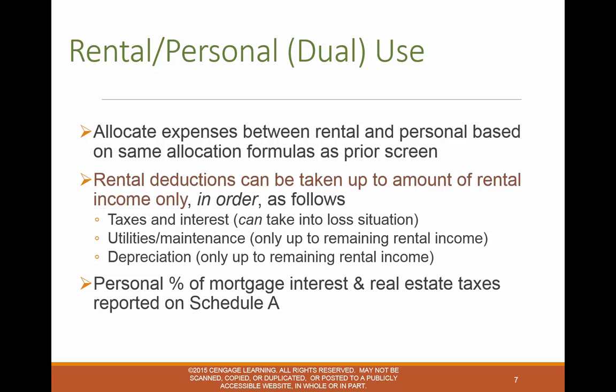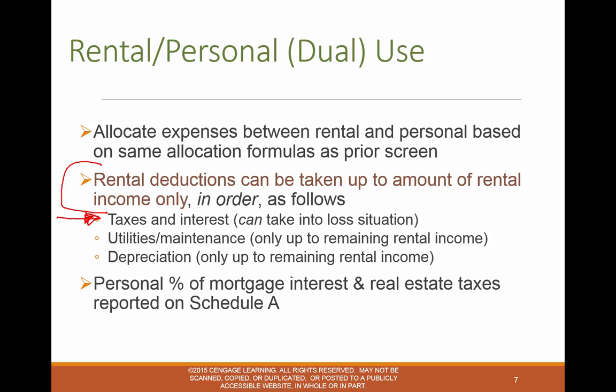Okay, what if it's both? It's a rental and a personal. Same thing, you've got to get that 87.6 and that 12.4. But there's a different rule here, which is your rental deductions can be taken up to the amount of rental income only. What does that sound like? It's like the OIH, isn't it, that you can't have a loss. But what can take you into a loss situation?